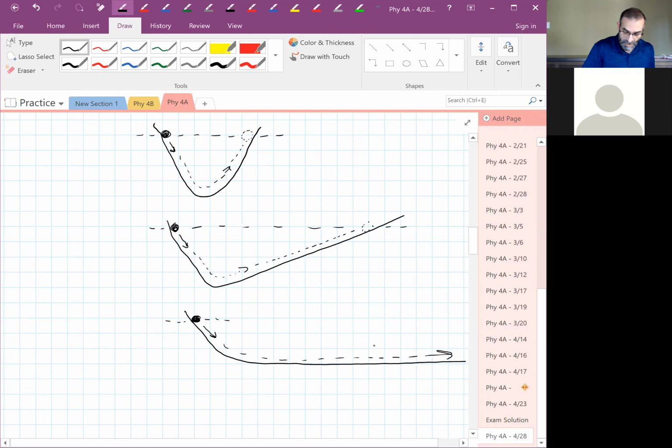It's going to keep going forever. That is correct. That's what Galileo said. So we were stuck. Physics was stuck in the mid 1500s.